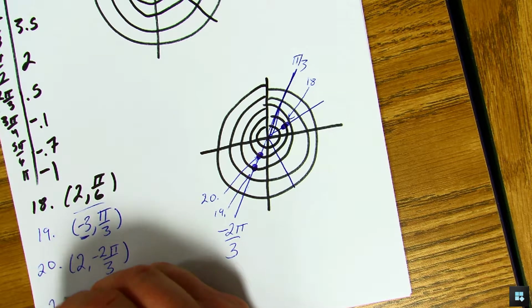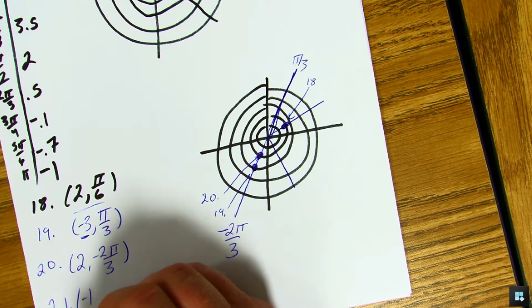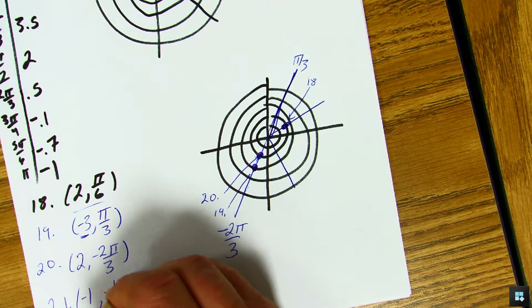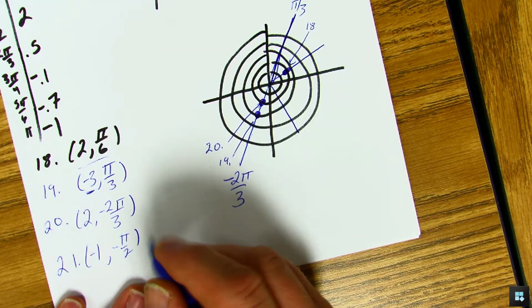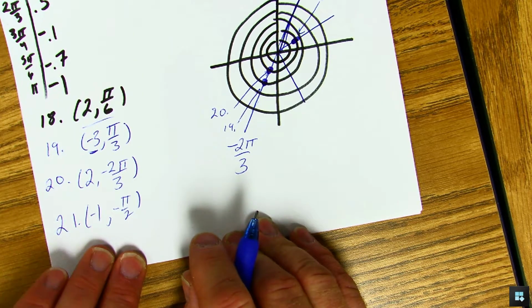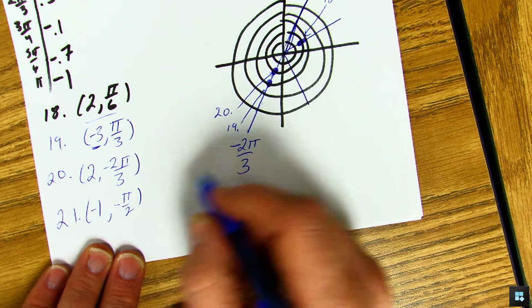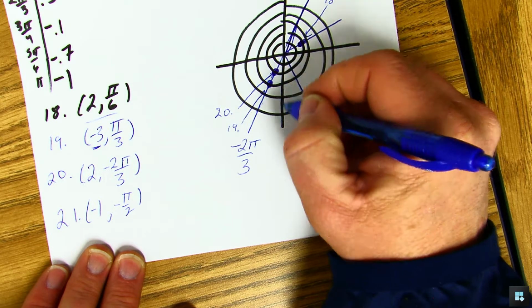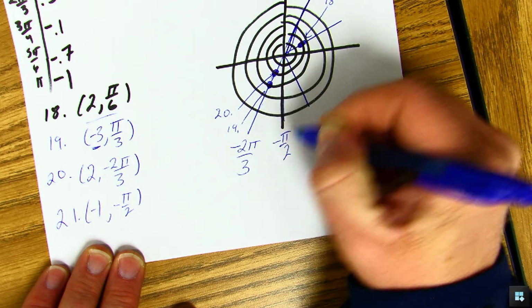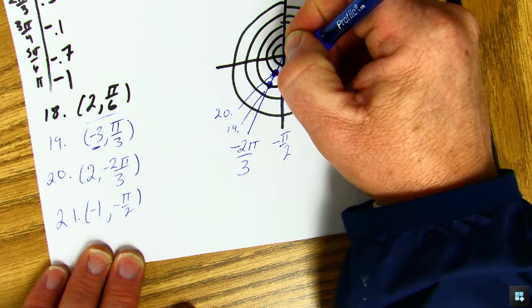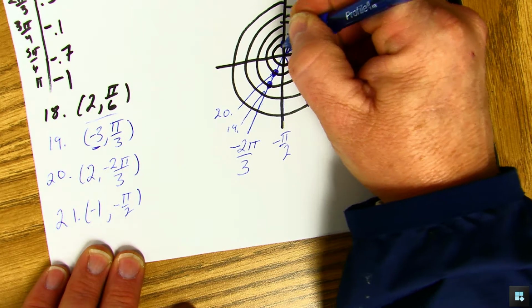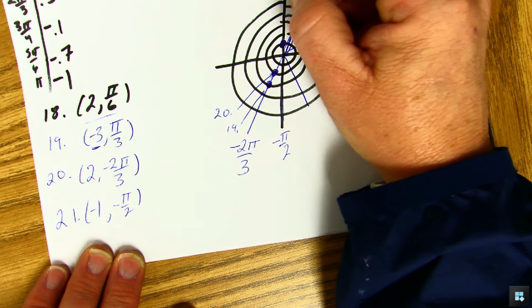21. 21 says (negative 1, negative pi over 2). Okay, let me scoot that up for you guys a little bit. So negative pi over 2 is this line right here. Negative 1 says instead of coming this way 1, I got to shoot the other direction. So it's right there on that line. So that's number 21.